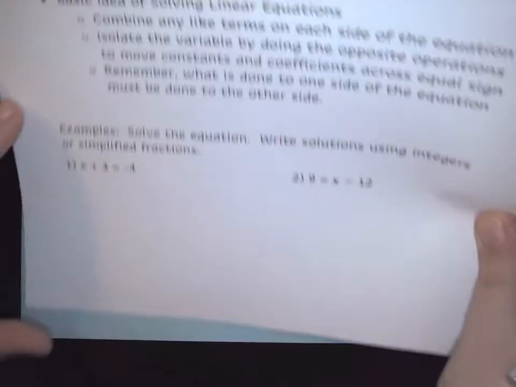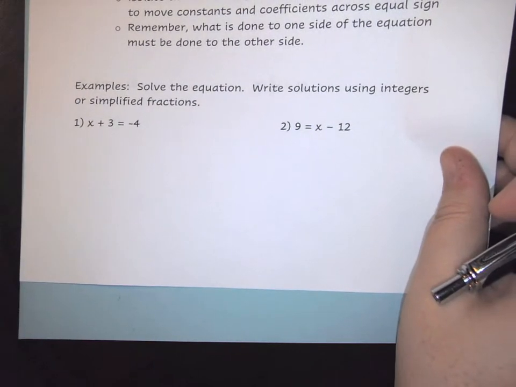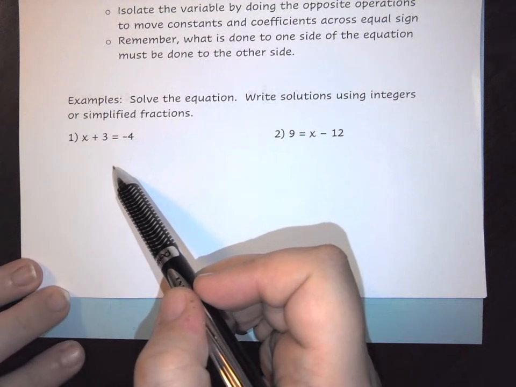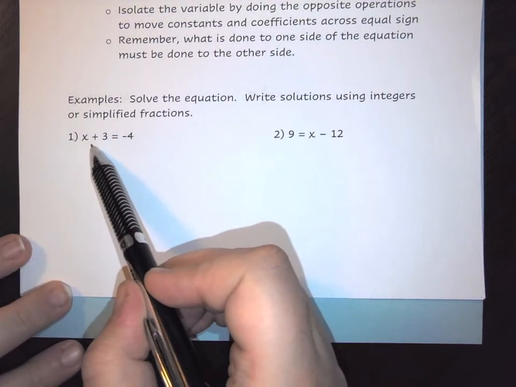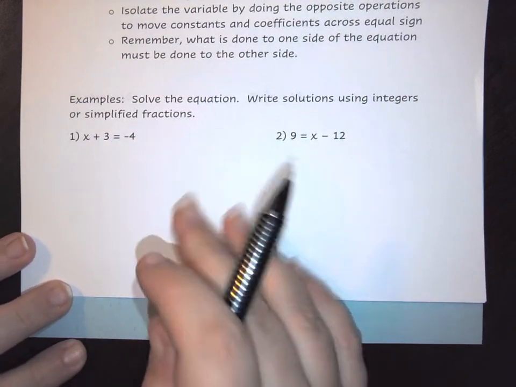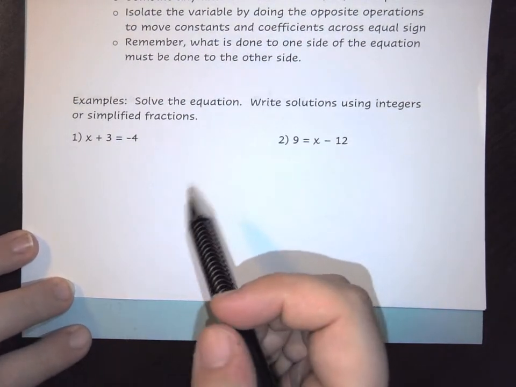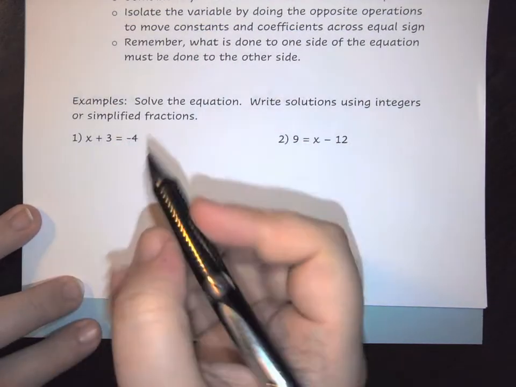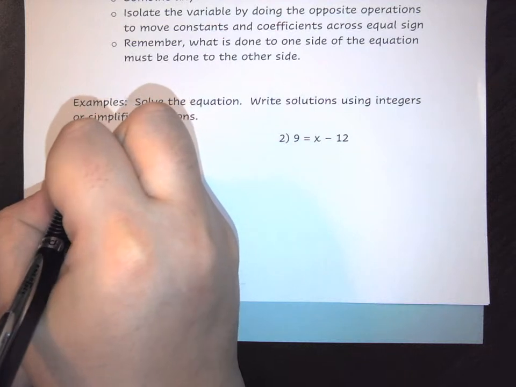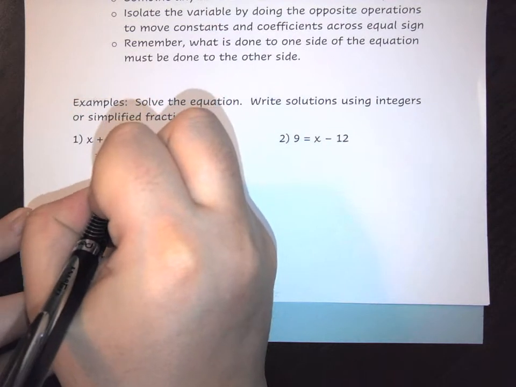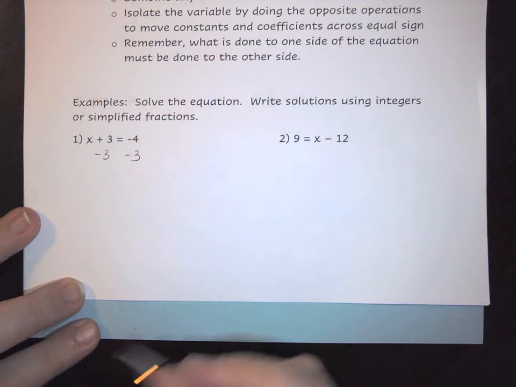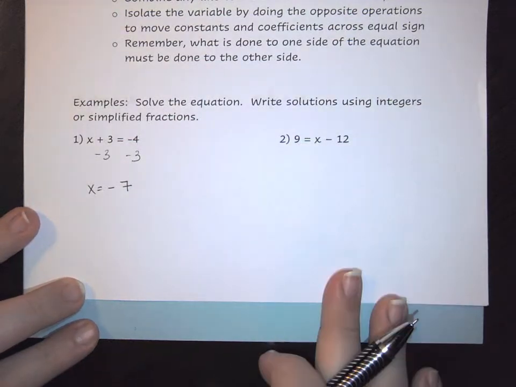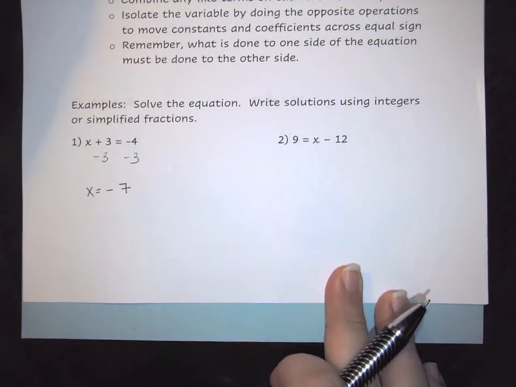Now, essentially what we have to do when solving linear equations is isolate the variable to get it completely by itself. And we're going to use our order of operations and their direct opposites to do that. So here I have x plus 3 equals negative 4. I need to get the x by itself, so I'm going to do that by subtracting 3 from both sides. That's going to leave me with x equals negative 7, because negative 4 minus 3 is negative 7.